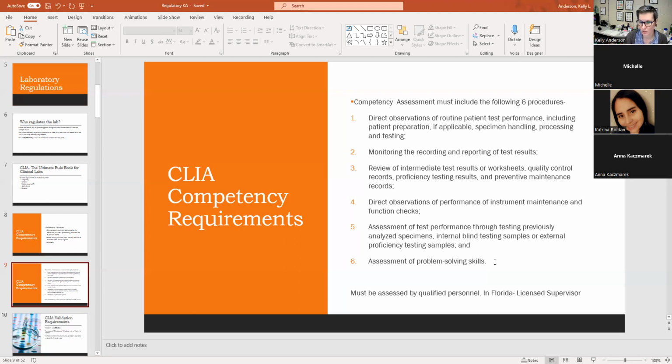And in Florida, you must be assessed by a licensed supervisor. To be a supervisor in Florida, you have to have 5 years of experience in that specialty area. So that is an extra check because it's not a brand new tech that's watching you. It's actually someone that has experience and knows what they're looking at.